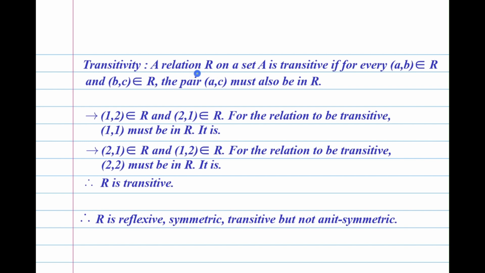A relation R on a set A is transitive if for every (a, b) belonging to R and (b, c) belonging to R, the pair (a, c) must also be in R. Here (1,2) belongs to R and (2,1) belongs to R, and for the relation to be transitive (1,1) must be in R, and it is. Similarly for (2,1) and (1,2), (2,2) is in R, so R is transitive. Therefore the relation R is reflexive, symmetric, and transitive but not antisymmetric.